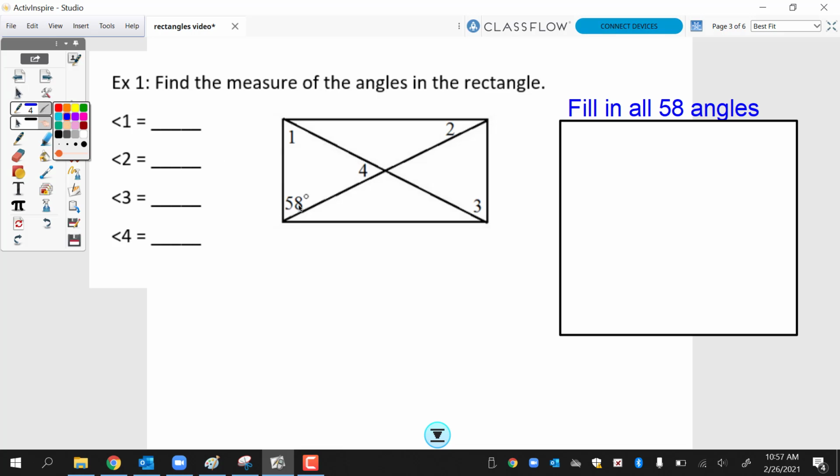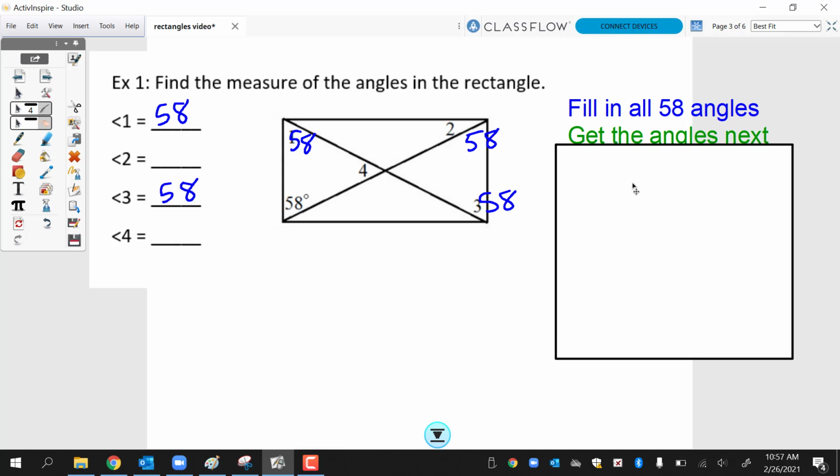Well, I know 58 is here. I know 58 is up here. And it's in the triangle across from this, 58 and 58. So that told me angle 1 was 58, so we can fill that in. That told me angle 3 was also 58, so we're going to fill that in. So I fill in all the angles that I know that are the same as the number they gave me.